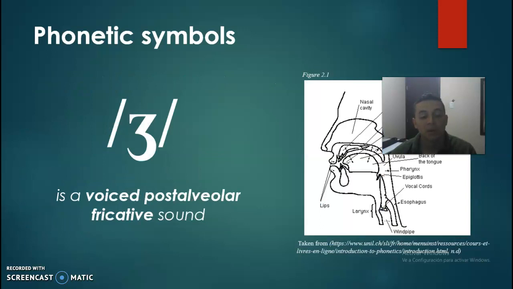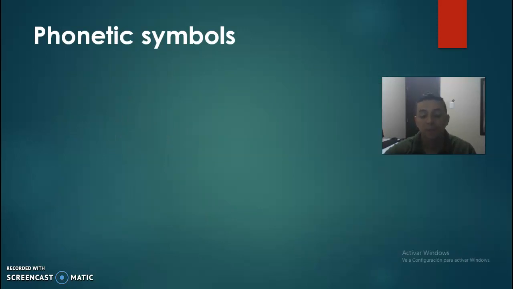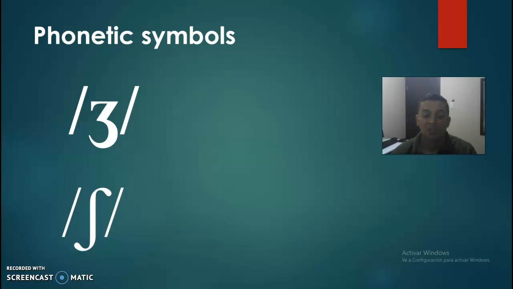This phoneme is a voiced postalveolar fricative sound, because it is a voiced sound since when doing it the vocal cords have to vibrate. If the vocal cords don't vibrate, it's kind of confused with the sound s. Look the difference? Z. And s. Vibrate.